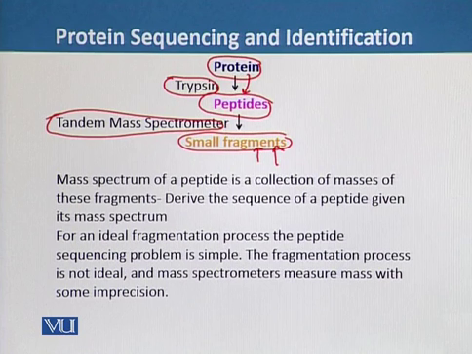For an ideal fragmentation process where every fragment of the peptide is generated, and in an ideal mass spectrometer, the peptide sequencing problem is simple. However, the fragmentation process is not ideal, and mass spectrometers measure mass with some imprecision. These details make peptide sequencing difficult.